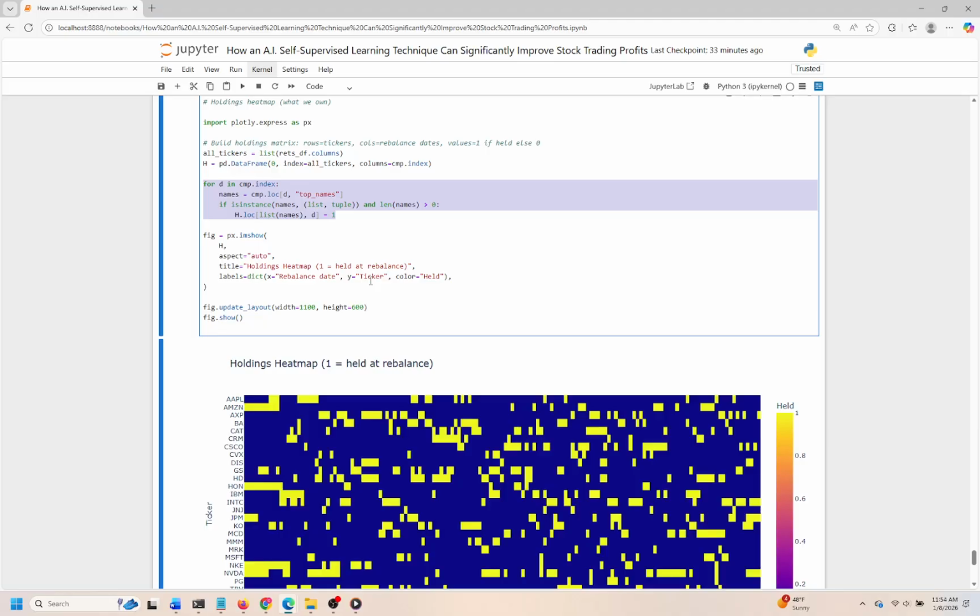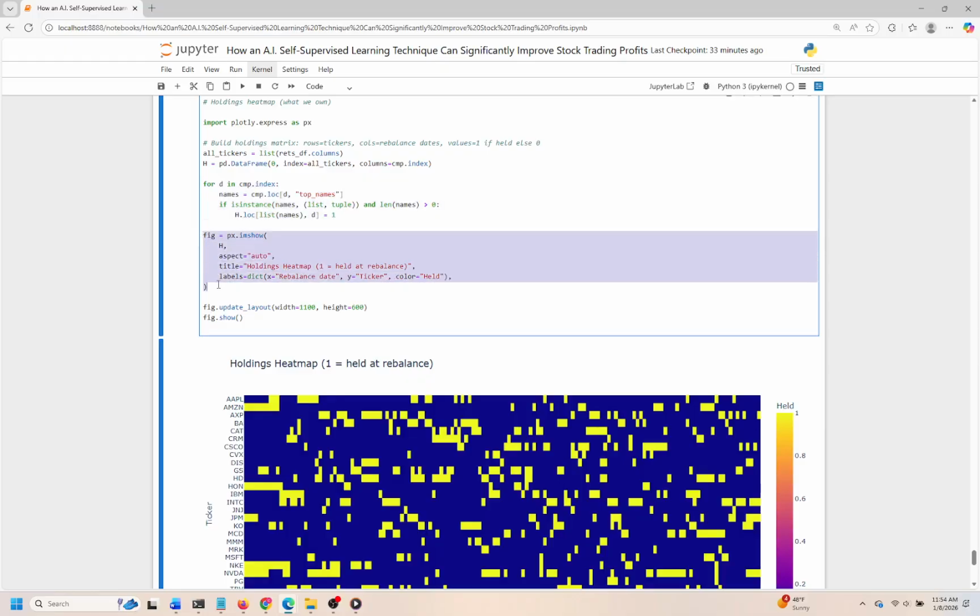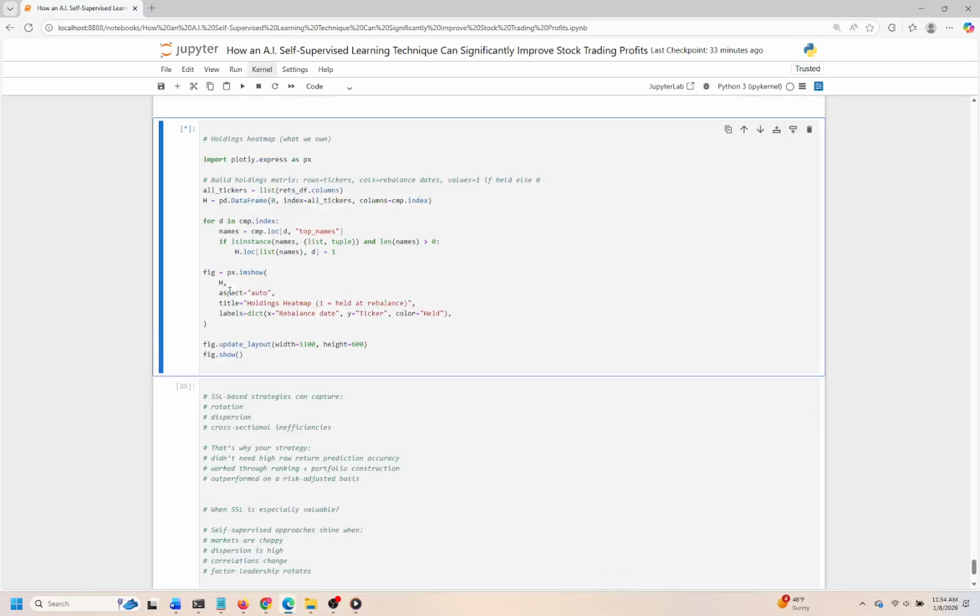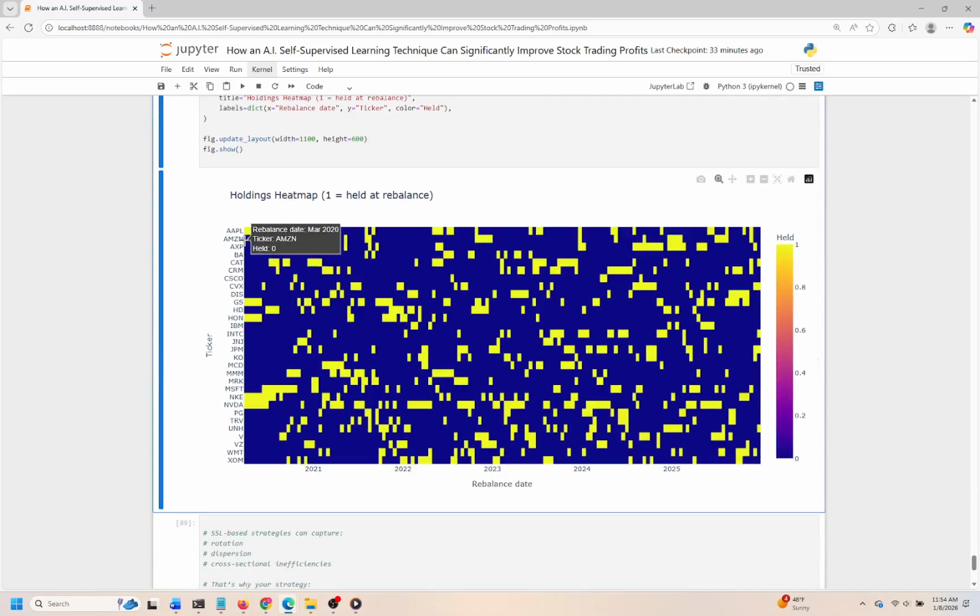If these names are represented as a list or tuple, and they contain elements, we update our holdings matrix, setting the corresponding entries to 1. Once we've populated this matrix, we utilize Plotly to render the heat map. This visualization communicates the information effectively. A cell colored to reflect a 1 signifies the asset was held during that particular rebalance. The layout is adjusted for optimal viewing, with a specific title and labeled axes, making it user-friendly.